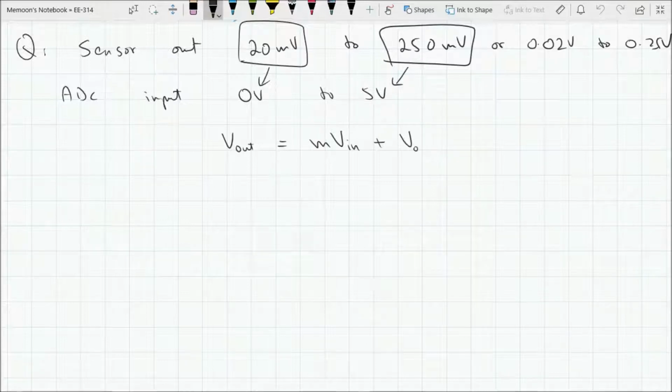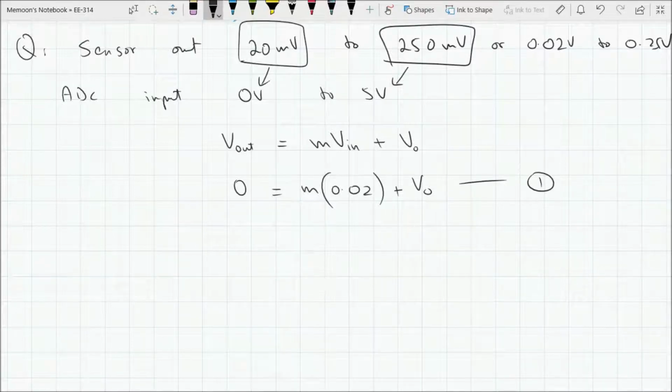Now let's see what our required output was when our input was 20 millivolts. Our required output was 0 volts and our input was 0.02 volts. And what was the offset required? We don't know yet. Let's call it equation 1. The second information we already have is that for 250 millivolts or 0.25 volts, M into 0.25 plus V naught, our desired output voltage is 5 volts. Let's call it equation 2.